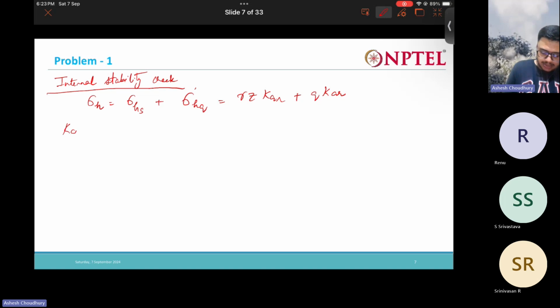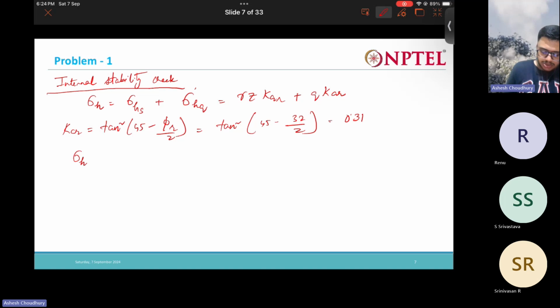Therefore, what is our Ka for the reinforced part of the soil? 32 by 2. So this is nothing but 0.3.